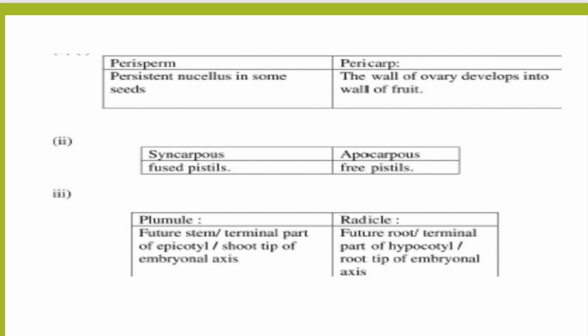Then the third is plumule and radicle. You know, an embryo has an upper part above the cotyledon attachment point. That part is called the epicotyl, which will develop into the plumule, which is the future stem or terminal part of the epicotyl or shoot tip of the embryonal axis. Whereas the lower part is called the hypocotyl, which will terminate into the radicle. That is the future root or terminal part of the hypocotyl or root tip of the embryonal axis.